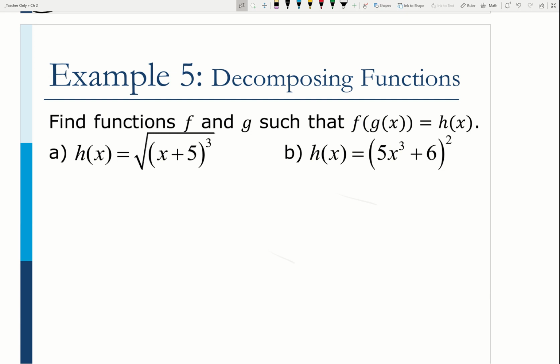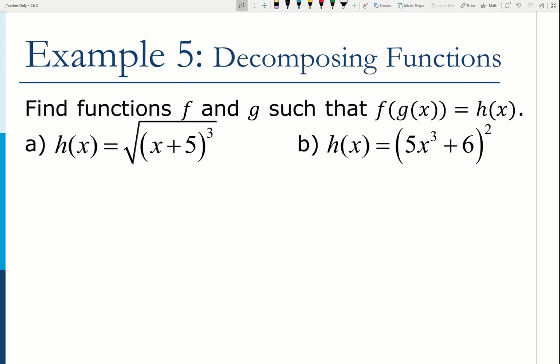All right. Decomposing functions, so here's where we're going the other way around. The directions say find functions f and g such that f composed with g of x is equal to h of x. What we are given is h of x, and the idea of the problem is that we have to decompose this into the original functions f and g. Since g of x is what we plugged into f, we're going to look for g by looking for a so-called inner function, and then we're going to look for f by looking for a so-called outer function.